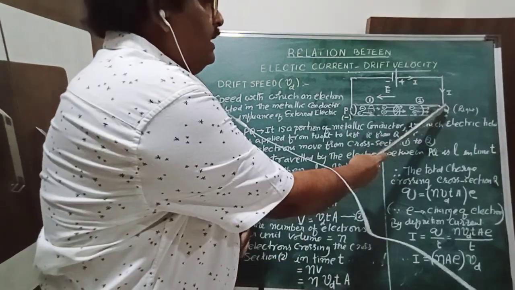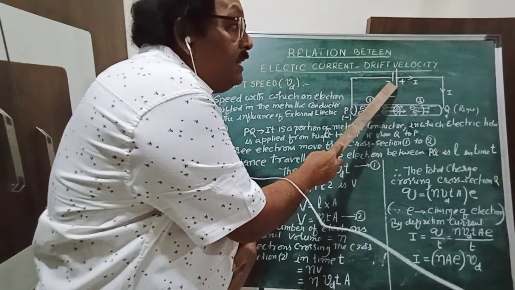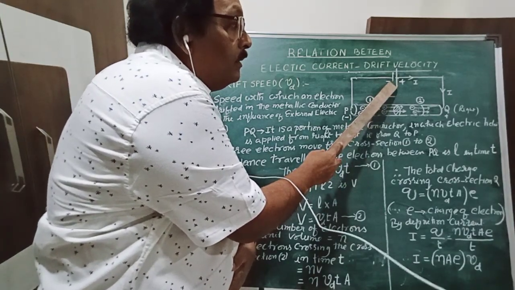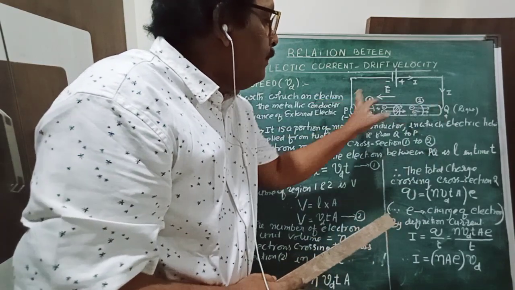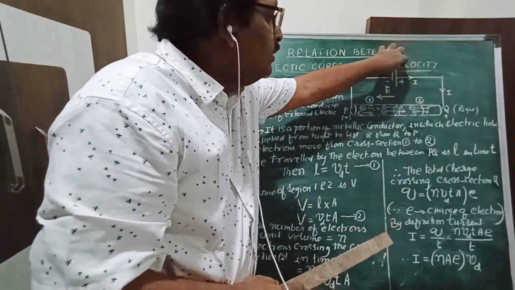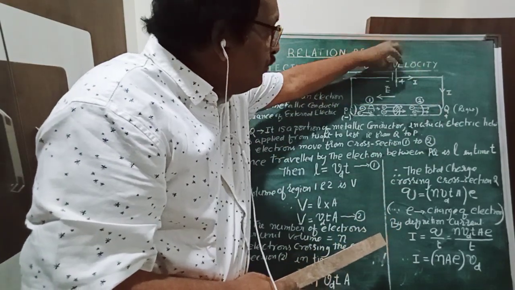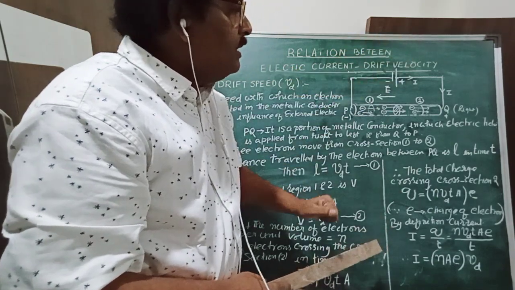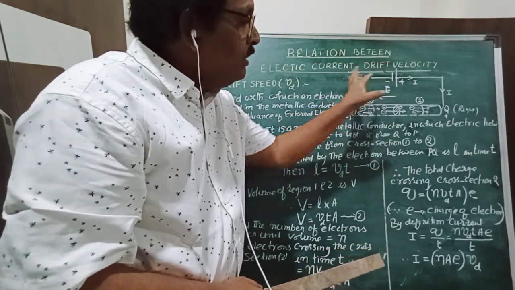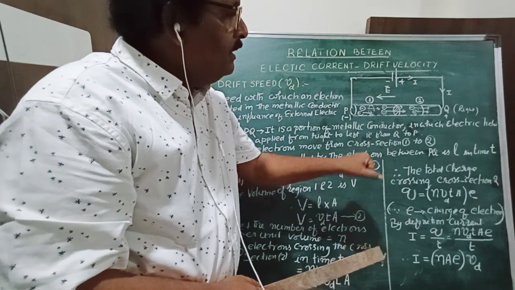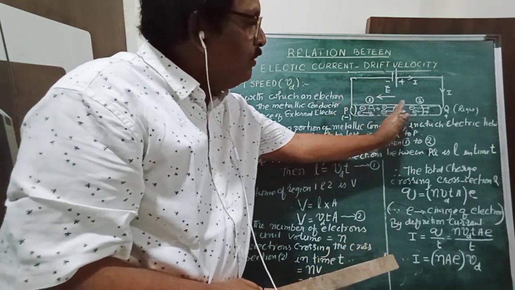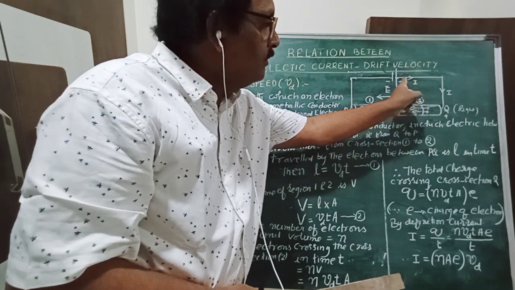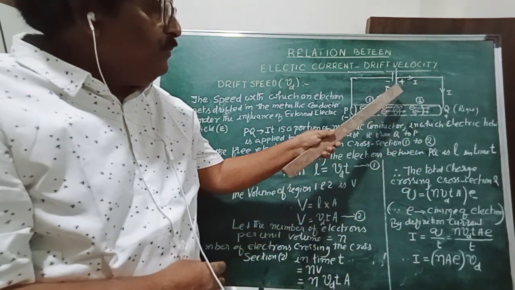Between the ends of this conductor, an electric field is applied. A potential difference is applied. The applied potential difference is V volts. Of course, that is called the electromotive force of this battery, which is a constant. The energy that is required to circulate the charge is needed. That's why we have connected a battery here, so that all the electrons are now drifted towards what? Positive electrode.